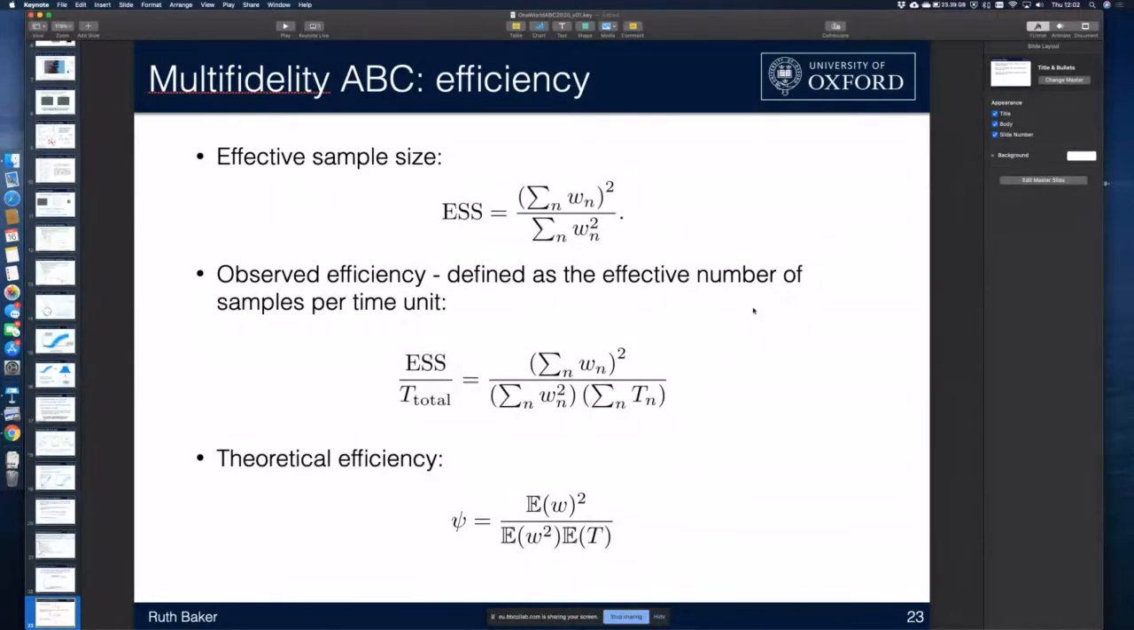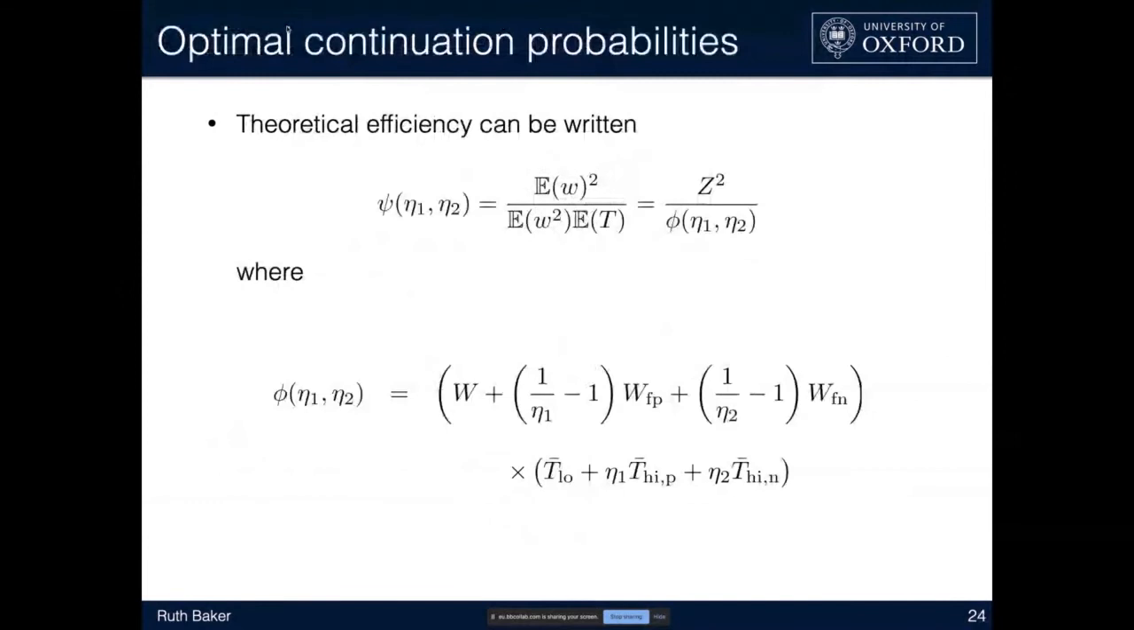You can think about the effective sample size within your set of accepted parameter values, and then about observed efficiency, which is essentially the effective number of samples that you're generating per time unit. That's closely related to the theoretical efficiency, which you can work with in order to optimize the values of e1 and e2. So what's the idea? You can write the theoretical efficiency in terms of the normalization parameter of your posterior distribution and a function phi that depends on those two continuation probabilities, e1 and e2. And just down at the bottom of the slide, there's the expression for phi.